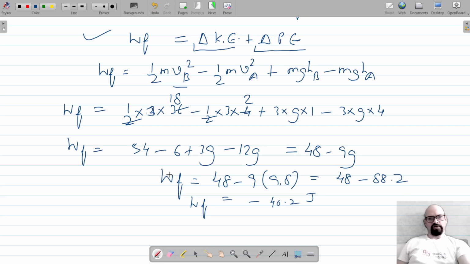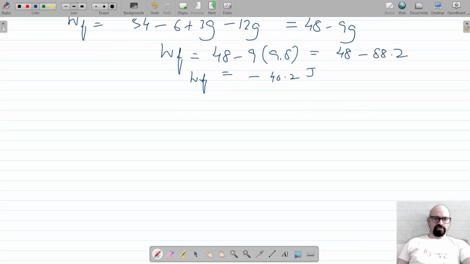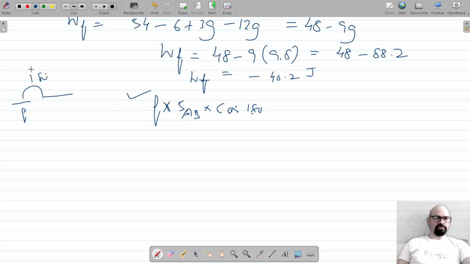Okay, now we have to find the force of friction. So work done by the force of friction, we know the formula for work done is equal to force into displacement. So this is force into displacement from A to B, and the force of friction and the displacement are both in opposite directions. So the angle between them is 180, so it's cos of 180. Cos 180 is negative 1.